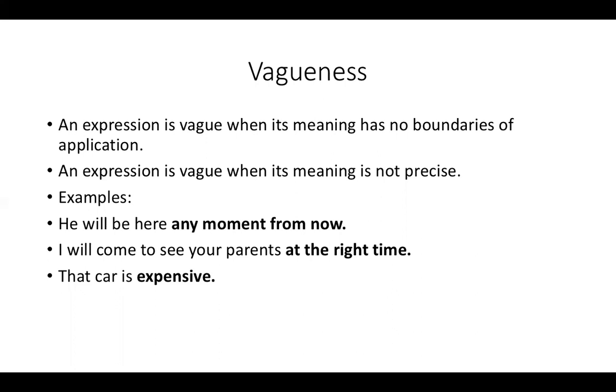He will be here any moment from now. Any moment from now is not precise, so it has no boundary of application. Any moment from now can be from the next one second or the next one minute till Jesus Christ comes again. Another example: I'll come and see your parents at the right time. The person has not provided you with any useful information, because "at the right time" is not precise. You can't apply it anywhere. It has no clear boundary of application.